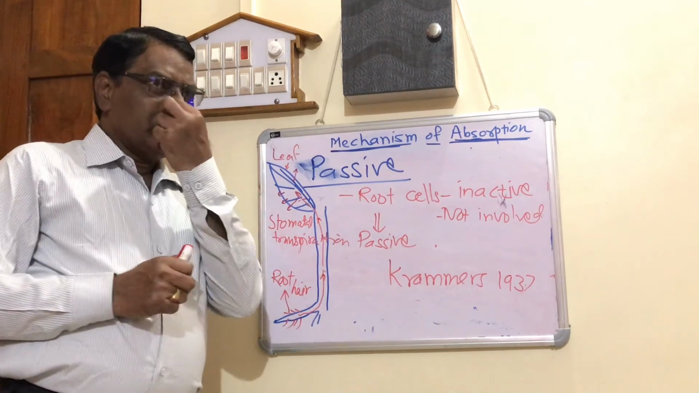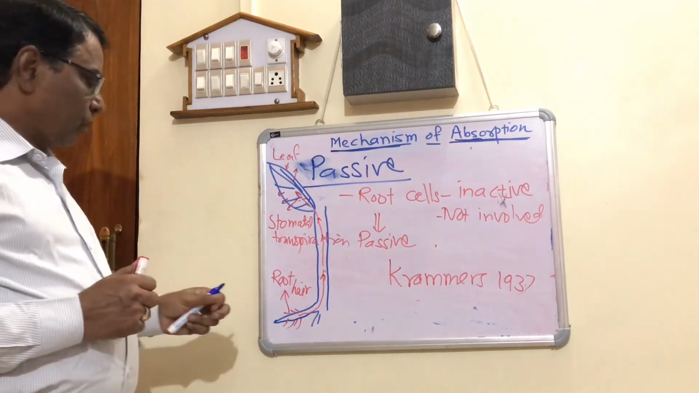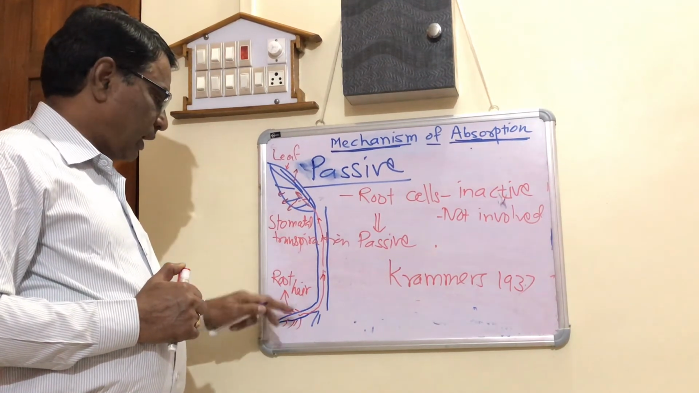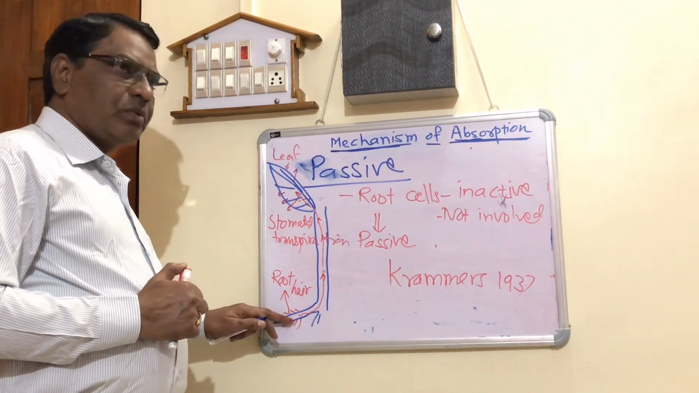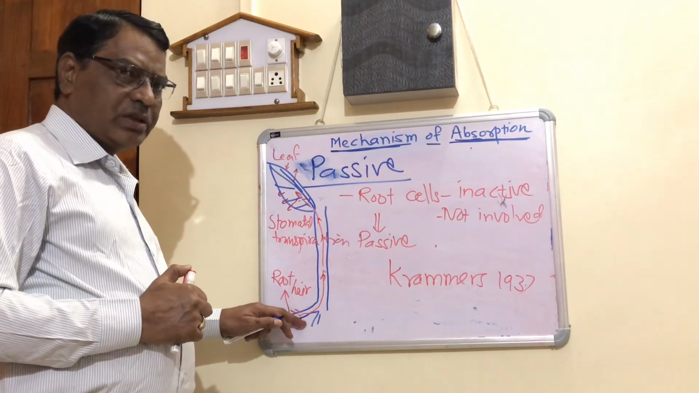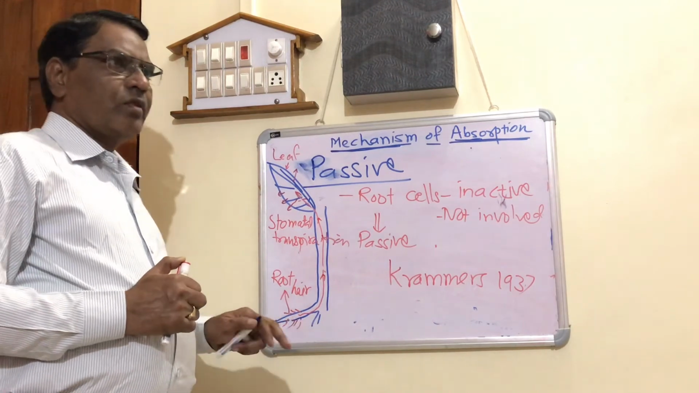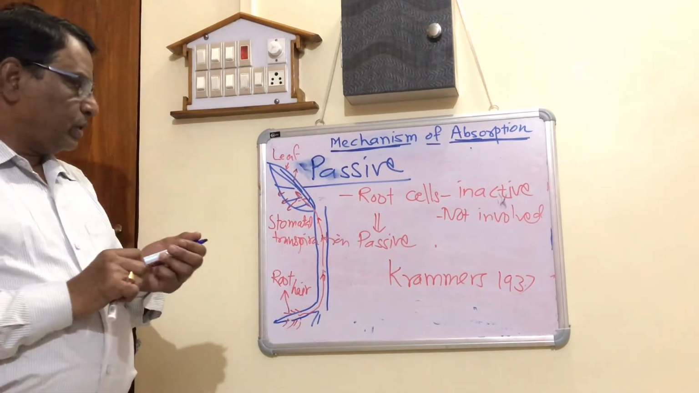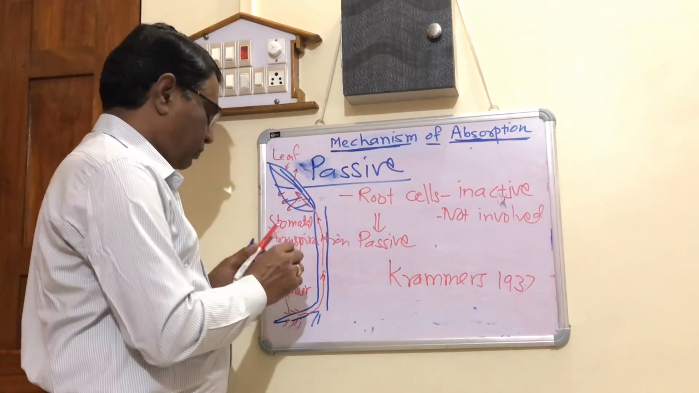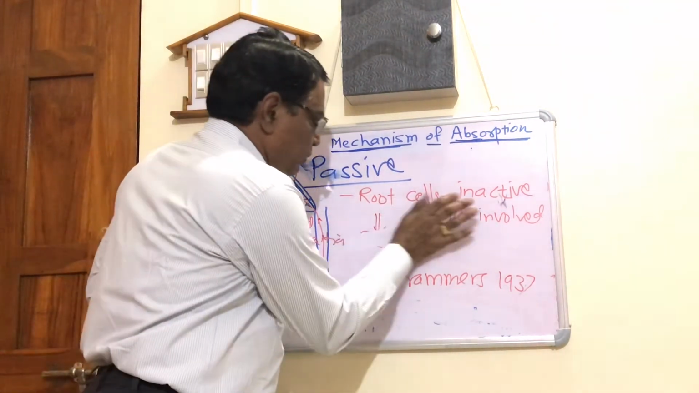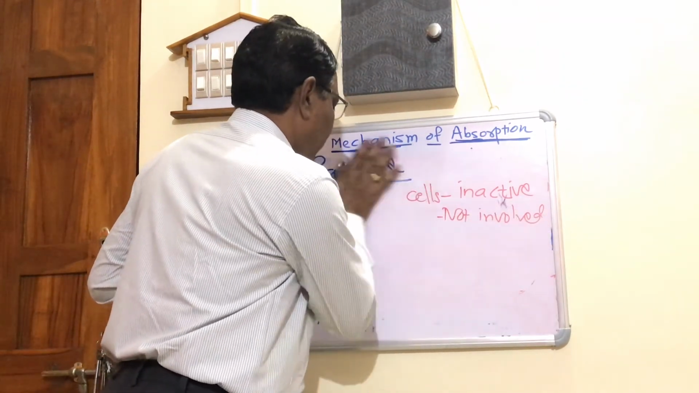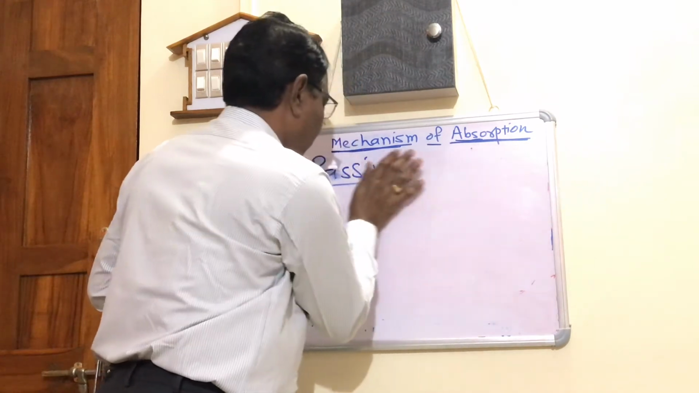Thus, the whole process of water absorption here in this case is due to this force and not due to the activity of root cells, which remain inactive, and therefore this process is called passive absorption of water. Now this passive absorption of water also has certain evidences or merits.